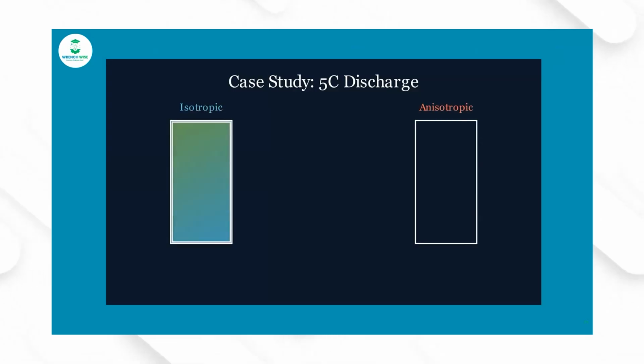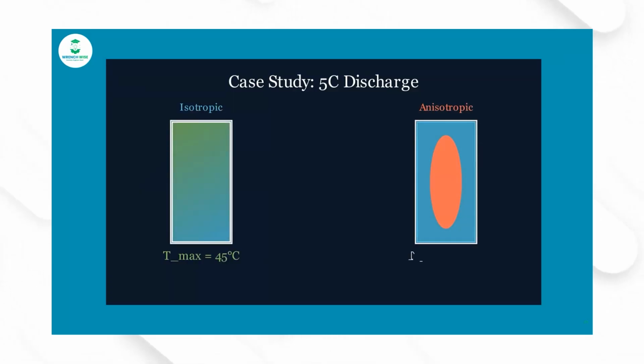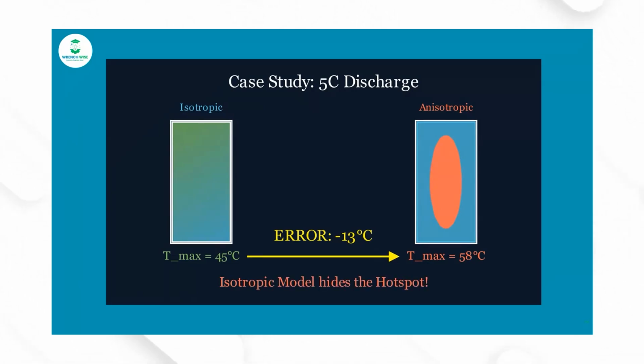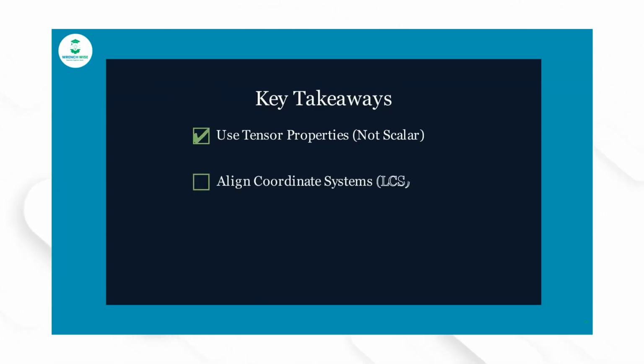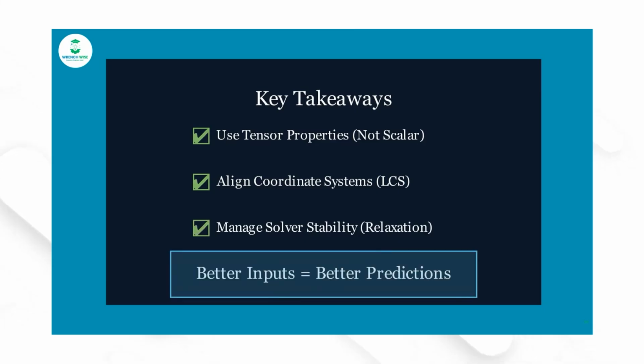So ultimately, the isotropic model gives us 45, the anisotropic model gives us the hotspot in between, and the isotropic model is going to hide this particular hotspot. So, key takeaways from our side: use tensor properties, align the coordinate system, and mind the numerics. Please manage your solver stability as well. I'll just quickly talk about these points here, and then we can perhaps wrap up.